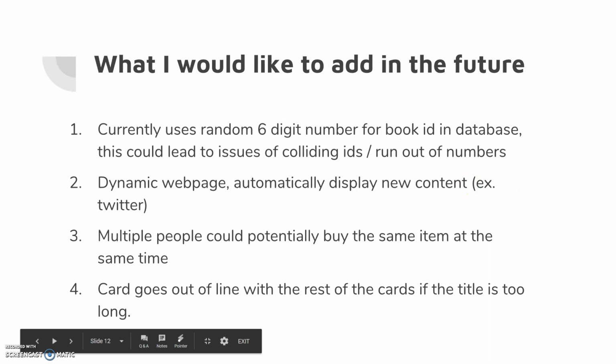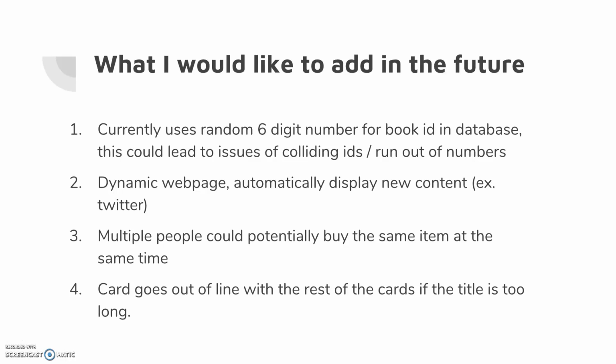So what are some things I want to add for the future? Currently, I'm using a random 6-digit number for my book ID in the database. This could be an issue, especially if this were released to the public and I start working with a lot more data, because this could lead to colliding IDs. Unless I check for an ID in the database, there's potential where two of the random numbers could collide with one another, and that could cause an issue.